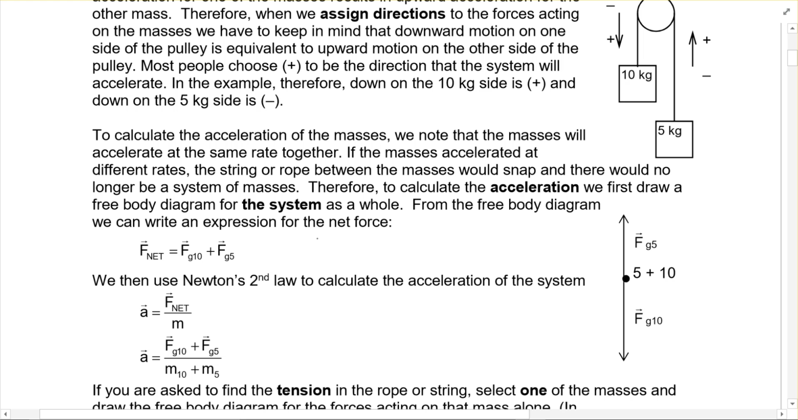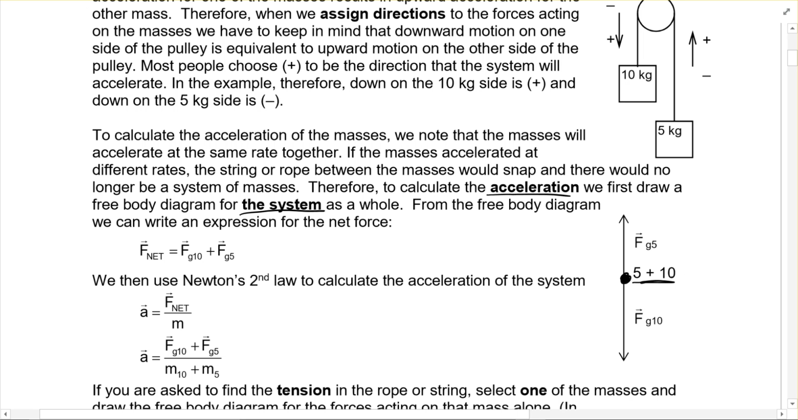The way we're going to do this, though, is we're going to calculate the acceleration by drawing a free body diagram for the whole system. And this is a new concept. So if we draw this as the system, you see I've got 5 plus 10 written here. That stands for the 5 kilogram plus 10 kilogram mass, as if they were one thing, right?